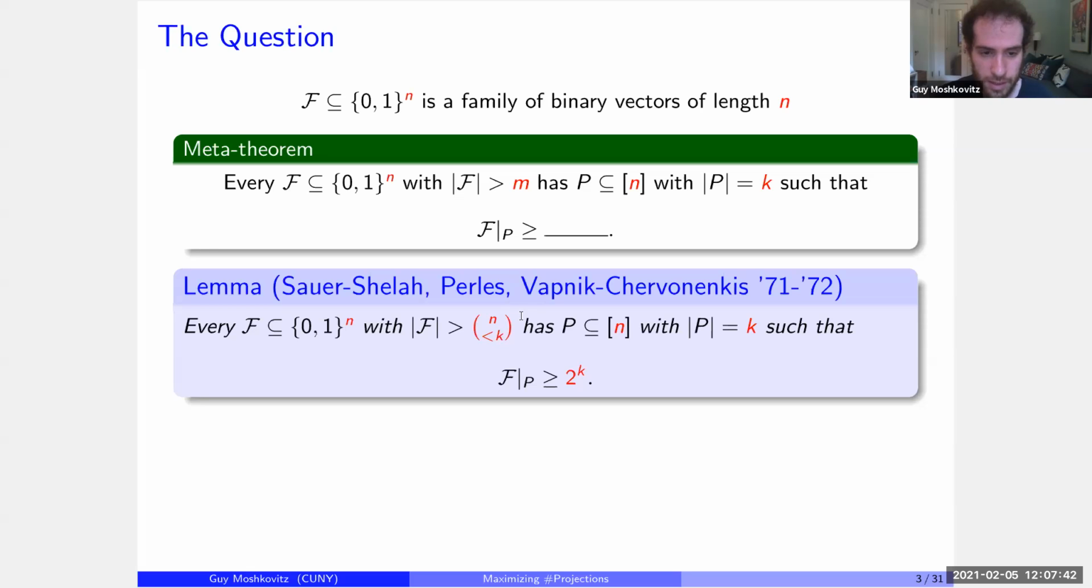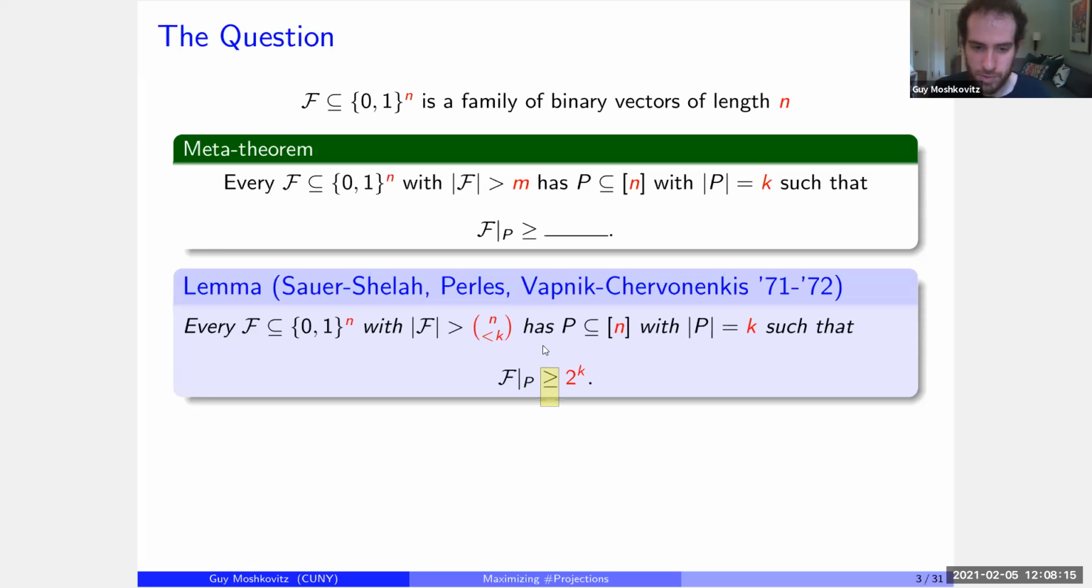Every family of sets whose size is greater than the sum of the first k binomial coefficients, so that's n choose 0 plus n choose 1, dot, dot, dot, n choose k minus 1. So if you have more than this many sets in your family, then there is necessarily a set P of k coordinates so that if you project on that P, you're going to see all the possible 2 to the k projections. In fact, this bound is tight, that's the maximum possible.